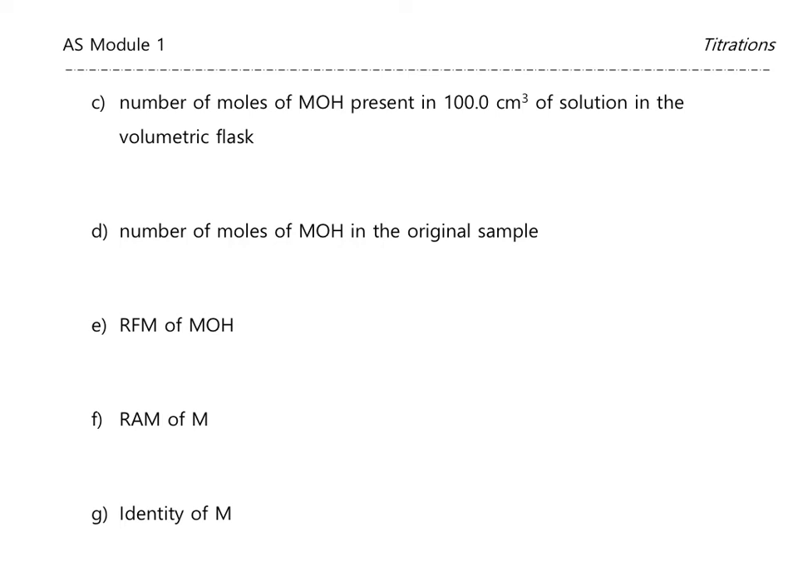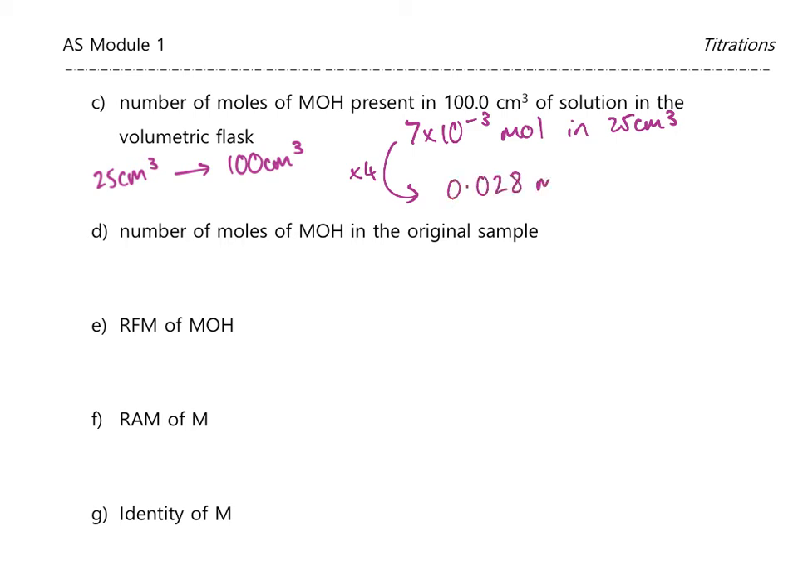Just look back at your diagram and look at moving backwards in terms of our moles, going from the conical flask to the volumetric flask. We're going really from 25 centimetres cubed to 100 centimetres cubed. We know that we have 7 times 10 to the minus 3 moles in your 25 centimetres cubed. So to get the number of moles in your 100 centimetres cubed, you times by 4, and that should give you 0.028 moles. And that's in your 100 centimetres cubed volumetric flask.